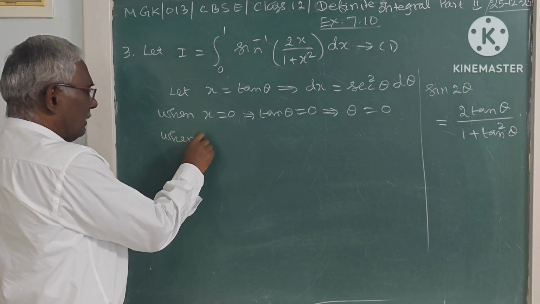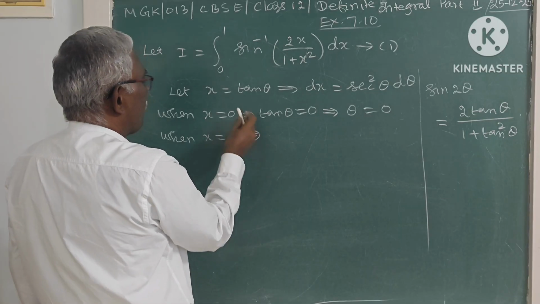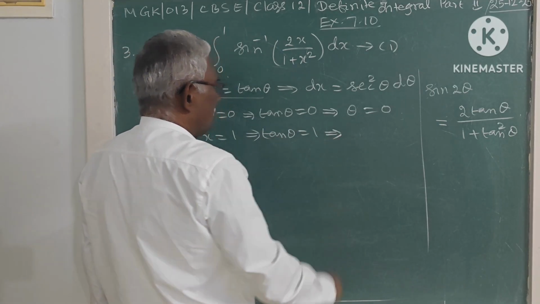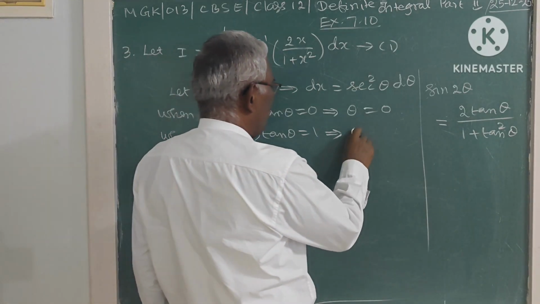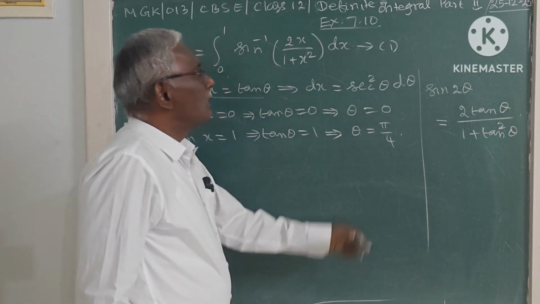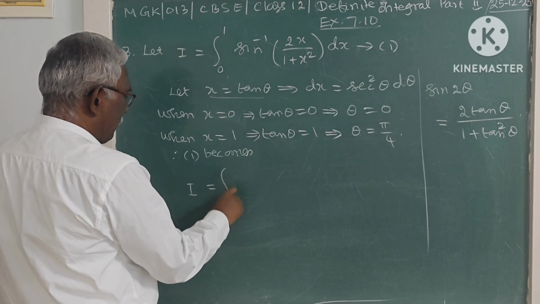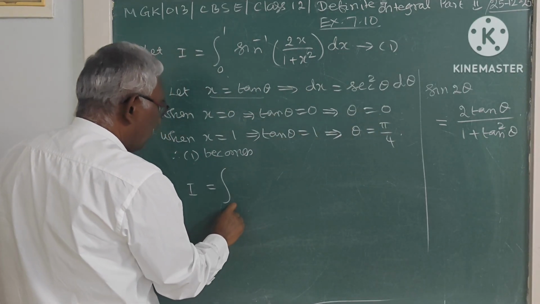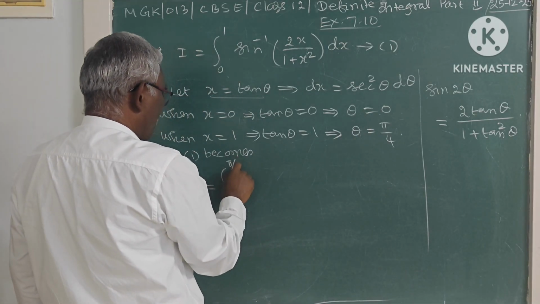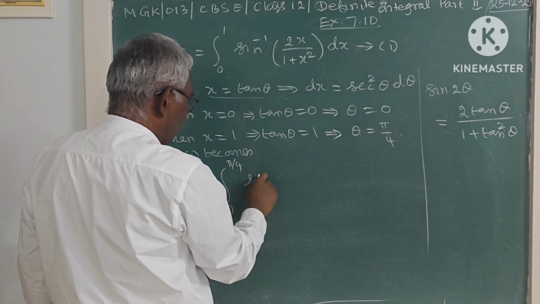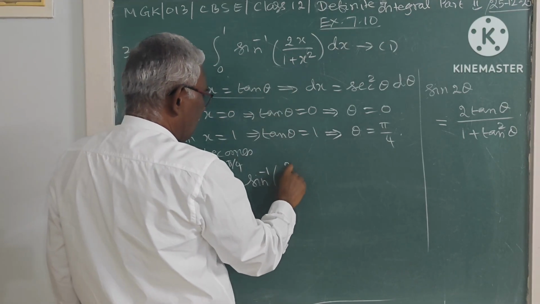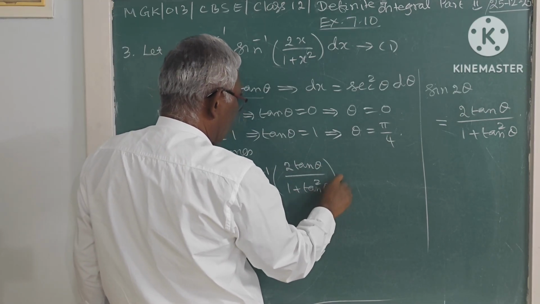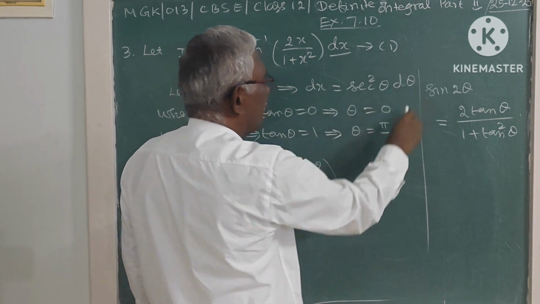When x is equal to 1, here x is 1 means tan theta is 1. Tan 45 degree is 1. So theta is equal to pi by 4. Therefore I becomes equal to integral, x is 0, theta is also 0, x is 1, theta is pi by 4. Then sine inverse of 2 tan theta by 1 plus tan square theta, dx is what? Dx is secant square theta d theta.